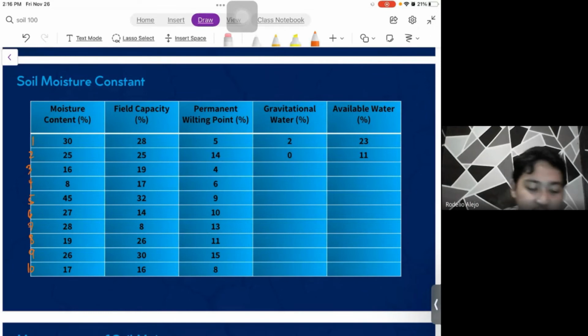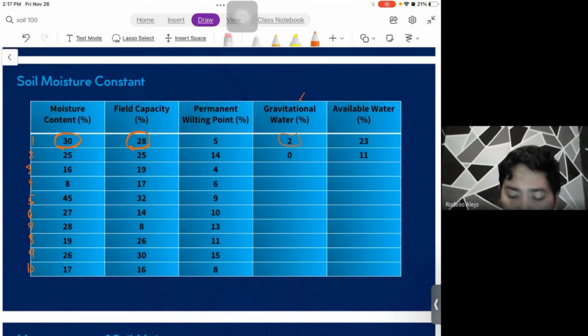So for example, we have a moisture content na 30%. Okay? 30% yung tubig natin sa lupa. Then ang kayang hawakan lang ng lupa is 28% because that is the field capacity. 28%. So, ang permanent wilting point natin is 5%. Ibig sabihin, pag na-reach na ng tubig na 5% na lang, yun na iiwan, hindi na siya available sa halaman. Tama? So, nakuha natin yung gravitational water. Bakit tayo may gravitational water na 2? Dahil, ang moisture content natin ay 30, pero ang kayang hawakan lang ng lupa ay 28. So 30 minus 28 is 2. Ibig sabihin may sumobra na tubig. Okay? That is the gravitational water.